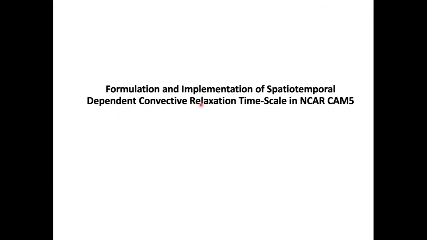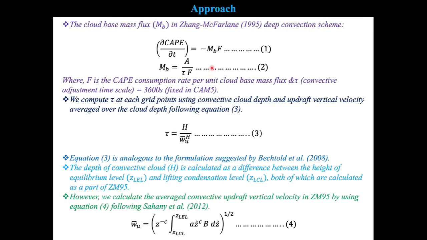I'll just share the formulation and implementation of a spatio-temporal dependent convective relaxation timescale in CAM5. So this is the convection scheme. For closure, closure is a problem in the sense that when we talk about the consumption of large-scale instability by the convective processes, that's a stabilization of the atmosphere. It's difficult to close the system of equations. So at what rate does it consume instability? What should be the cloud-base mass flux basically? People come up with various assumptions.